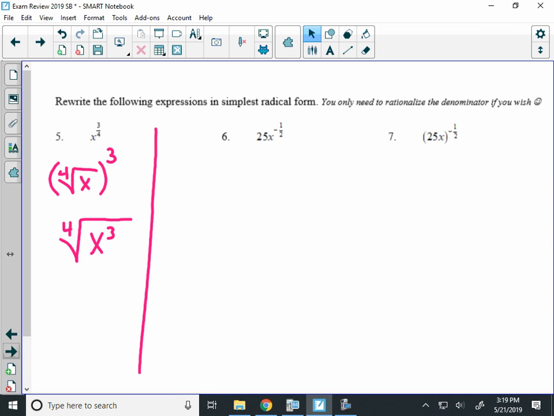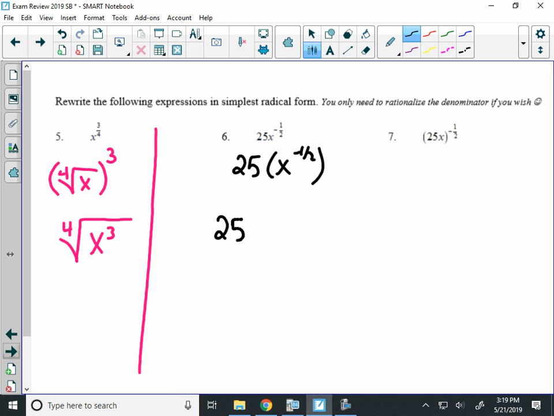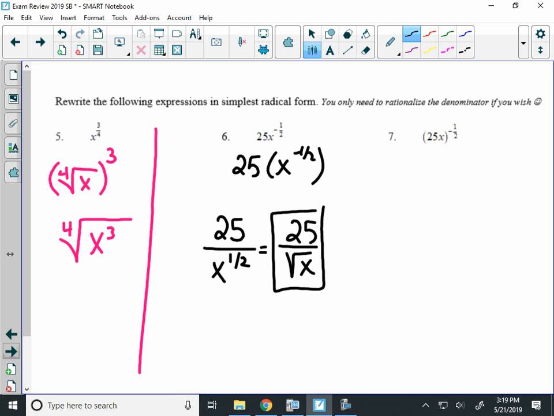Number 6, be careful here. We're only taking x to the -1/2, not the 25. It's different than number 7. So what I have here is 25. Now, because it's negative, I move the x to the 1/2 to the denominator, and you rewrite that as a root. The 1/2 power is the same as the square root of x. Now, you can leave that as your answer. I'm okay with that for this.